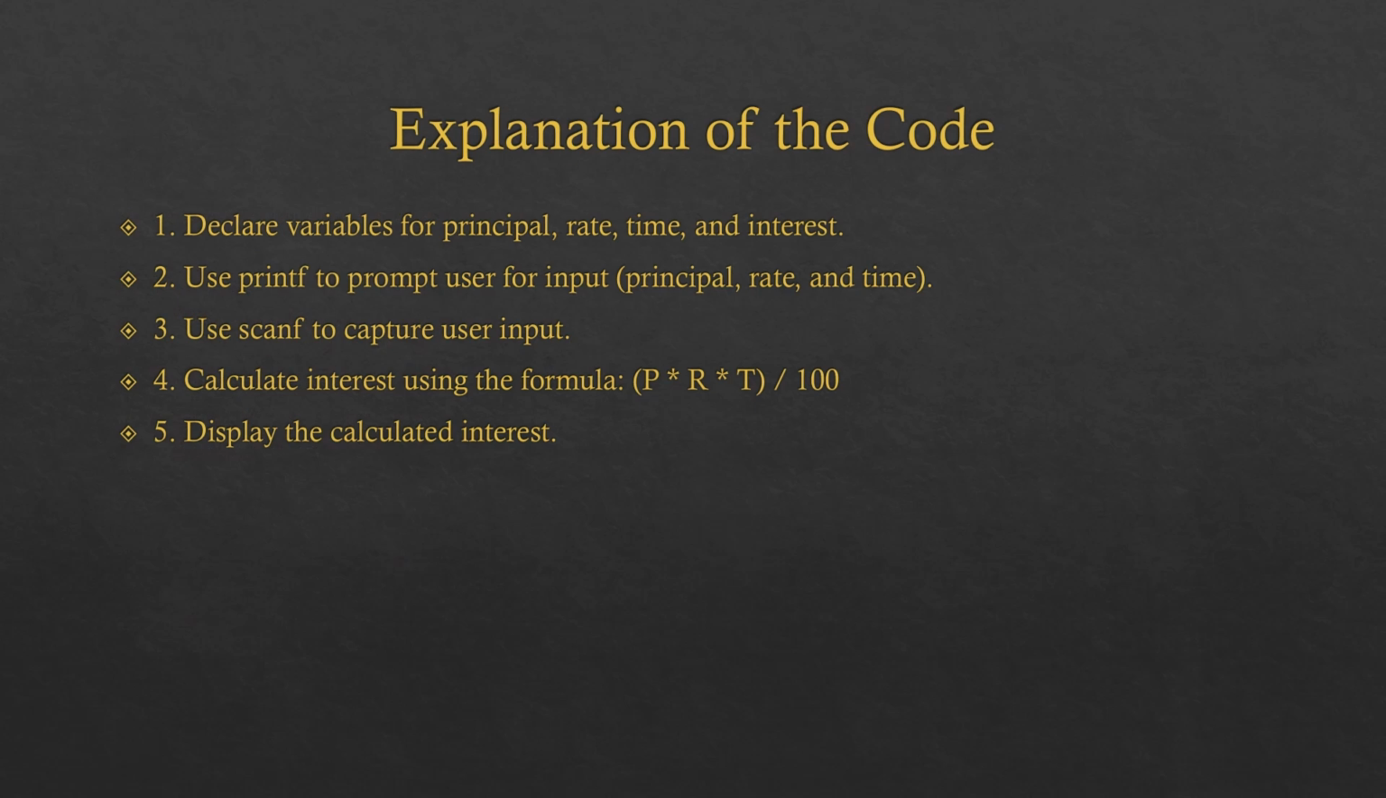Here's a detailed breakdown of the code. We start by declaring four variables: principal, rate, time and interest. Next, we prompt the user for input using printf statements and capture the input with scanf. We then calculate the interest using the simple interest formula P times R times T divided by 100. The result is displayed to the user using printf.